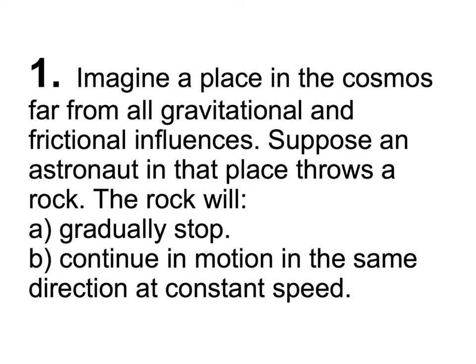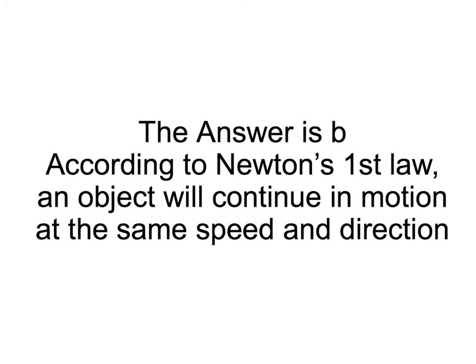Imagine a place in the cosmos far from all gravitational and frictional influences. Suppose an astronaut in that place throws a rock. The rock will A, gradually stop, or B, continue in motion in the same direction at constant speed. The answer is B. According to Newton's first law, an object will continue in motion at the same speed and direction. Because if you throw it, let's say at 5 meters per second, and there's no gravity or anything to act on it, it's going to continue moving at 5 meters per second. There's no resistance or anything to it. So it's going to continue on following Newton's first law.